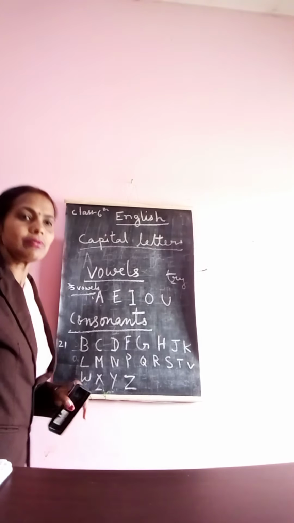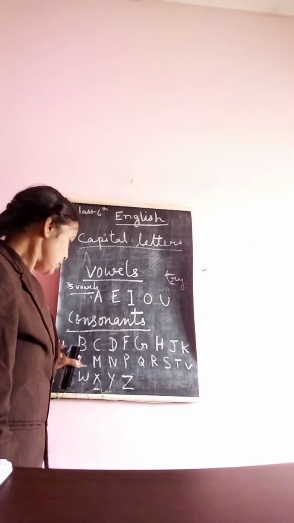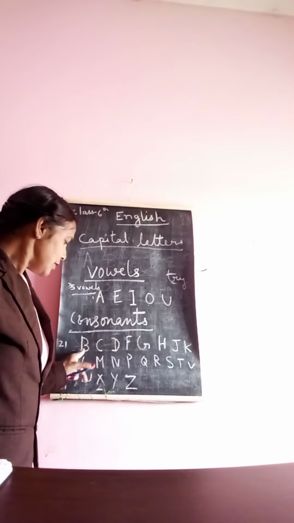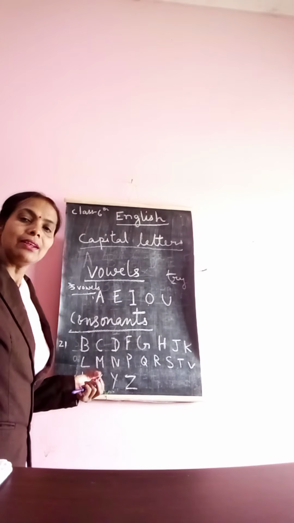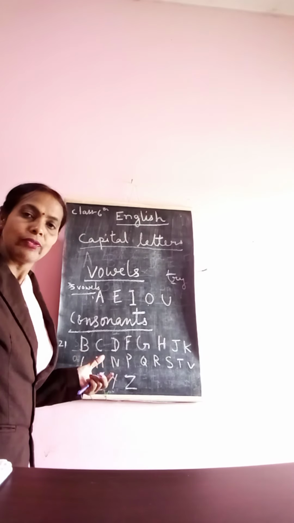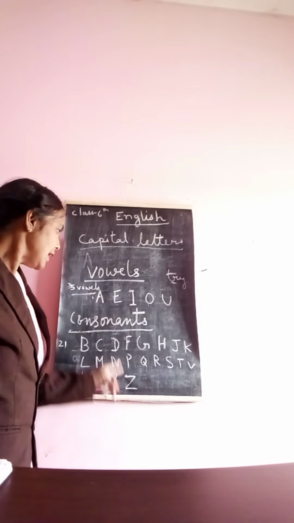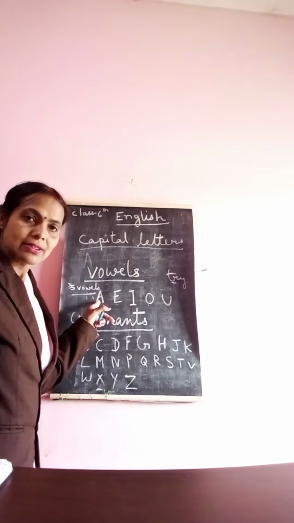Okay. So these letters, many letters, they join together and they form the words. So these are the consonants and these are the vowels.